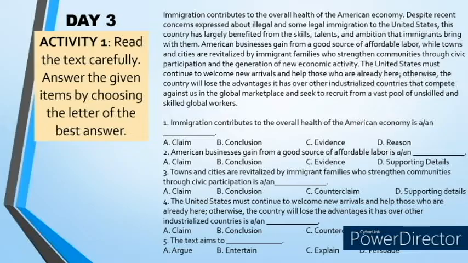Number 4. The United States must continue to welcome new arrivals and help those who are already here. Otherwise, the country will lose the advantages it has over other industrialized countries. Claim, conclusion, counterclaim, or reason. And number 5, the text aims to argue, entertain, explain, persuade.